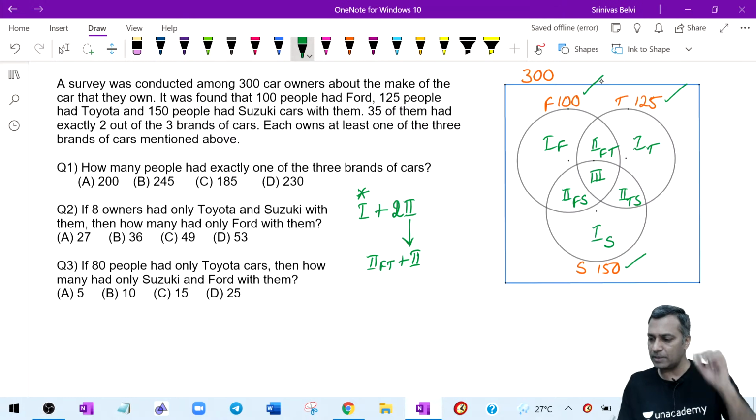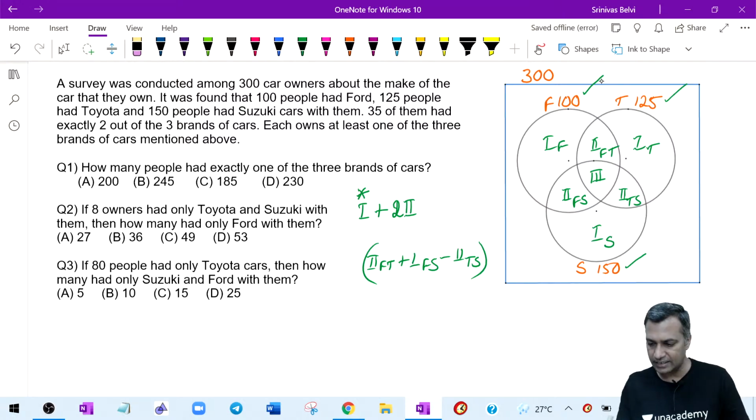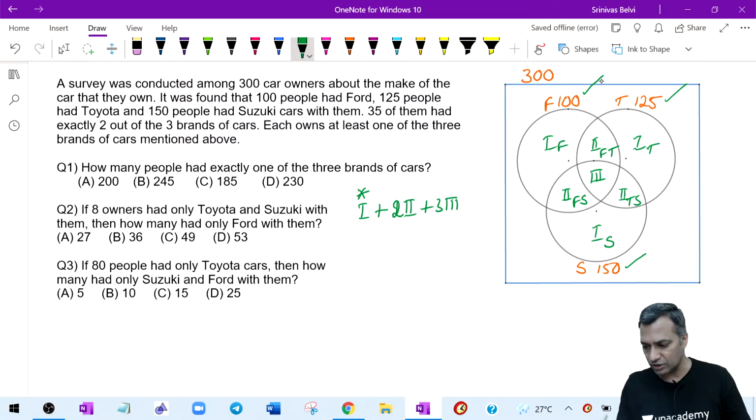I'm considering the people who own Ford with Suzuki. I am also considering people who own Toyota with Suzuki. All this together, I'm calling it a region of 2. Don't confuse there. All right. So that is my second region, plus 3 times region 3 will be equal to the sum of all these numbers.